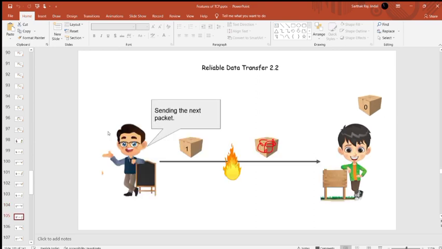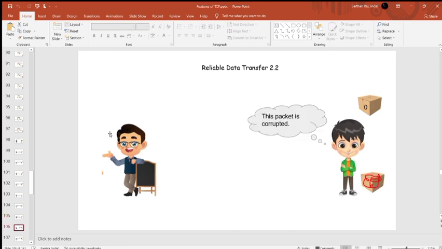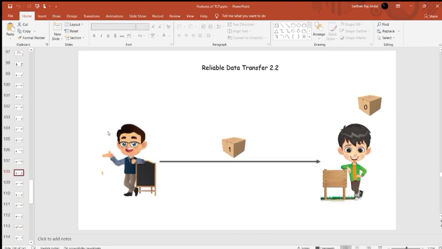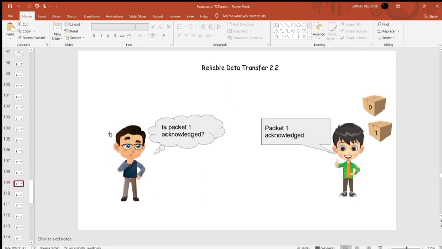Let's say due to the unreliability of the medium, when the sender sends the next packet, it got corrupted in between. The receiver will see that the packet is corrupted. In that situation, the receiver will send the acknowledgement of the previous packet. The sender, upon hearing this, will see that it was waiting for acknowledgement of packet 1, but it received acknowledgement of packet 0. That would mean that something must have gone wrong in between. Therefore, it will resend packet 1, and now acknowledgement of packet 1 is exchanged, and the transfer of packet 1 is complete.